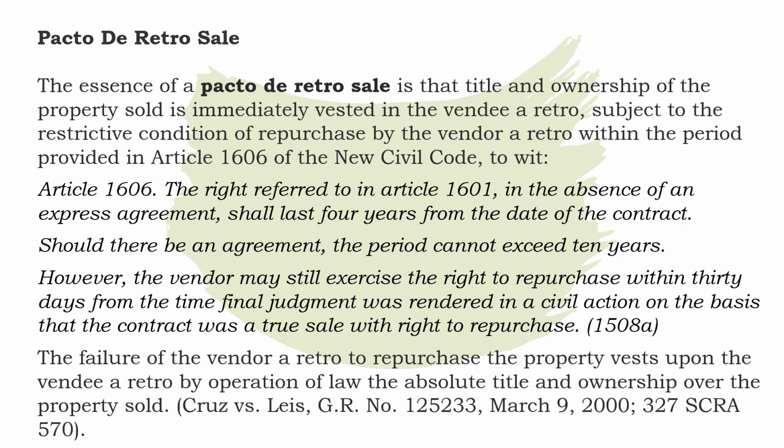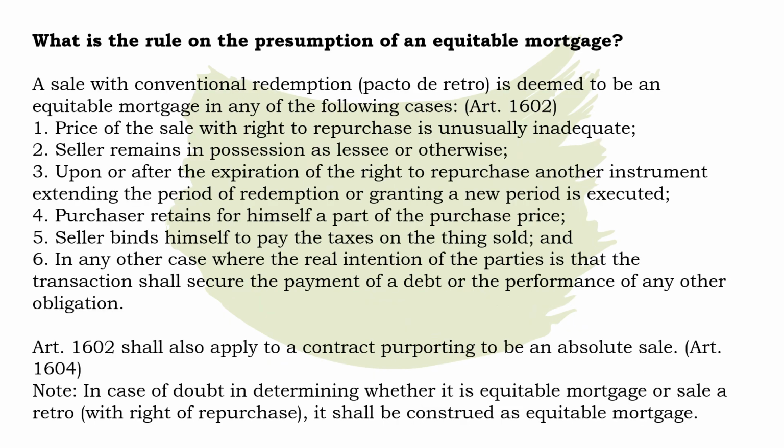The failure of the vendor a retro to repurchase the property vests upon the vendee a retro by operation of law the absolute title and ownership over the property sold. What is the rule on the presumption of an equitable mortgage?